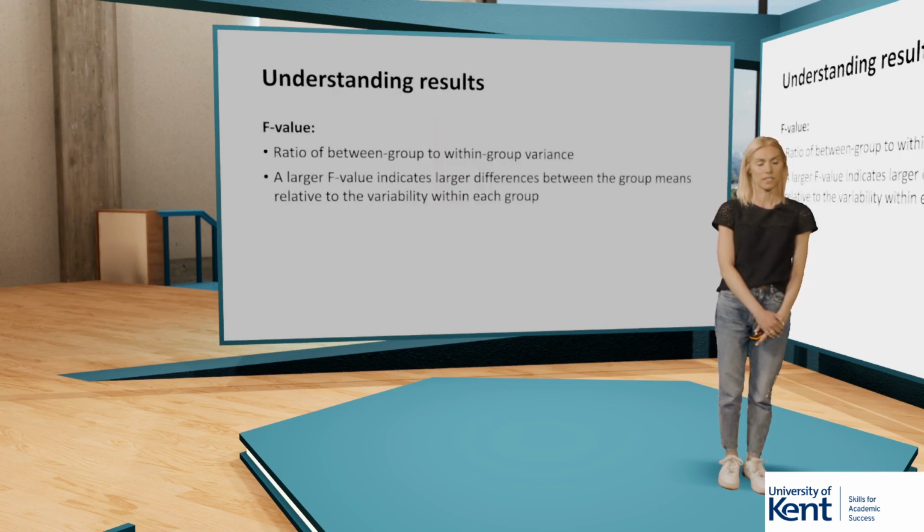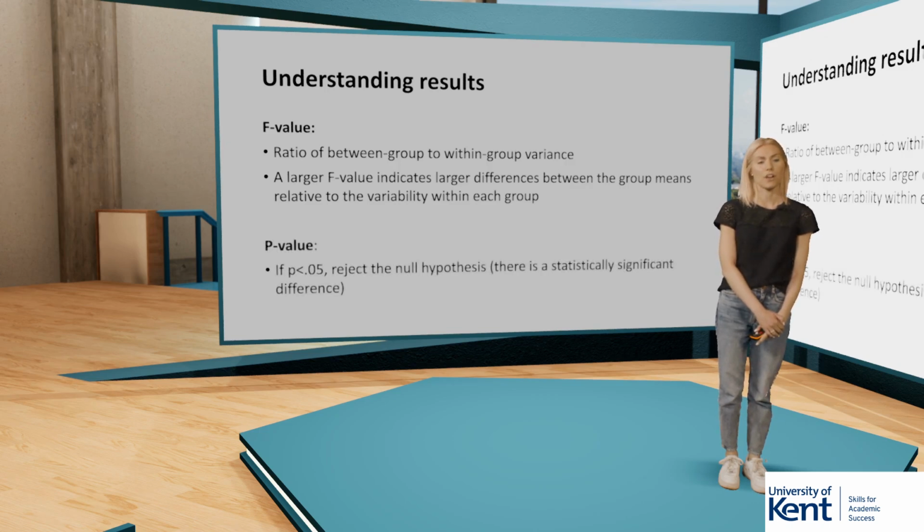One-way ANOVA gives us an F value, which tells us how much variation exists between groups compared to within them. If the p-value is below 0.05, we reject the null hypothesis and conclude that at least one group mean is significantly different.